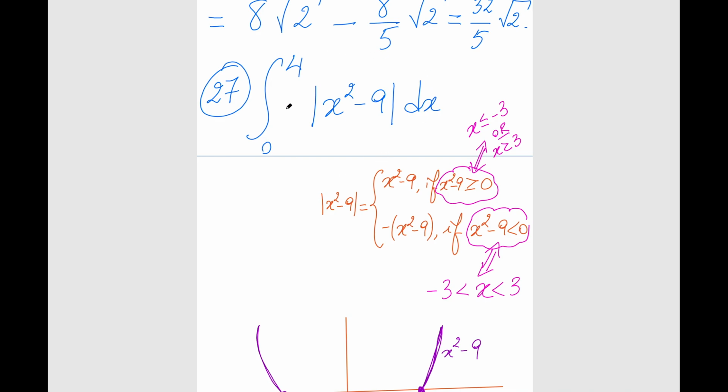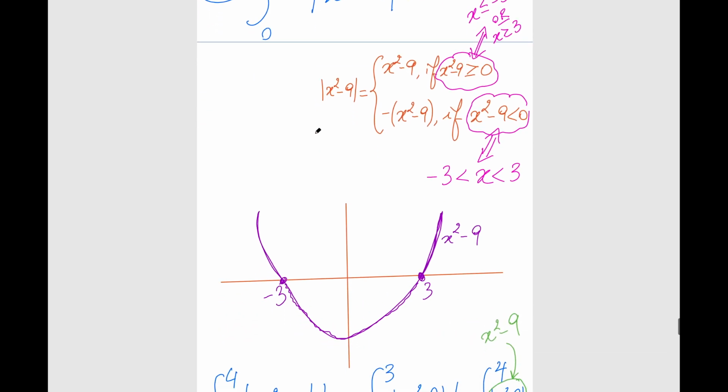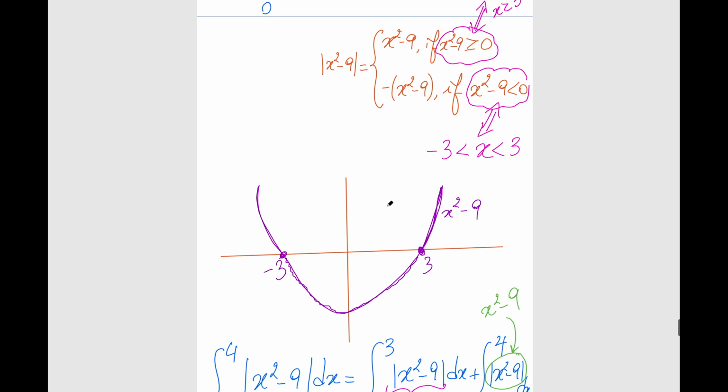Now what's this integral? This definite integral means it's the net area of the region bounded by the function absolute value of x squared minus 9 on the x-axis and the two vertical lines x equals 0 and x equals 4. Okay, and that function is non-negative, right? So it's the area under the curve. What's this function, absolute value of x squared minus 9? We have half of it actually. Half of it is here. Absolute value of x squared minus 9 is very similar to this.